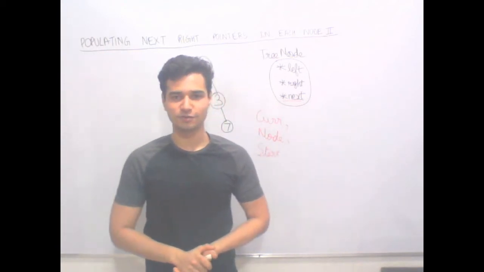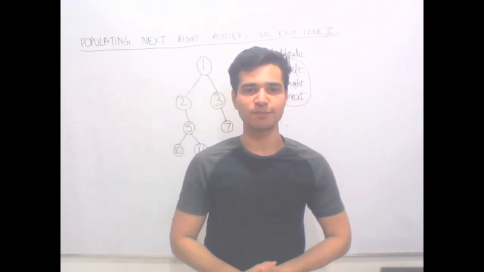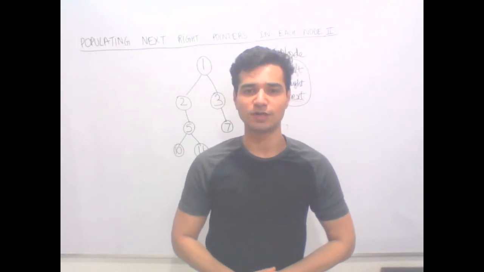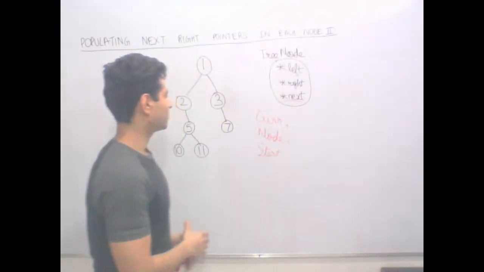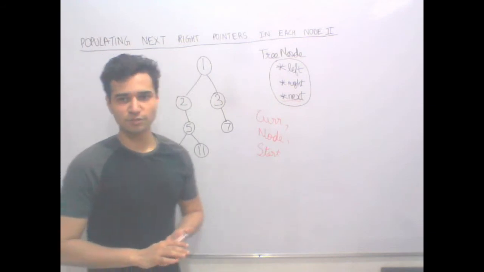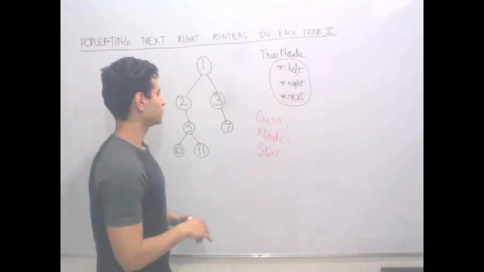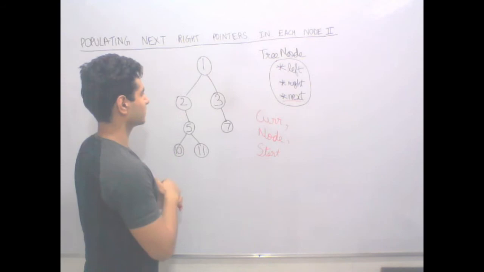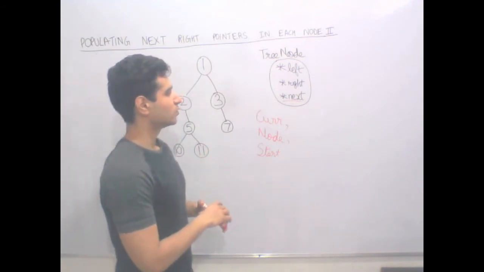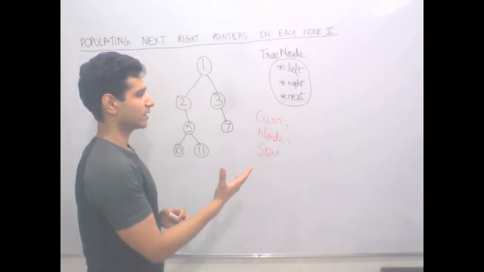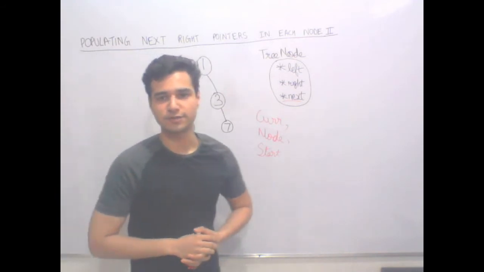Today we are doing a question called Populating Next Right Pointers in Each Node Part 2. So here we are given a binary tree and it is not a perfect binary tree, and we have to assign its next pointer to its directly right node in level order traversal.